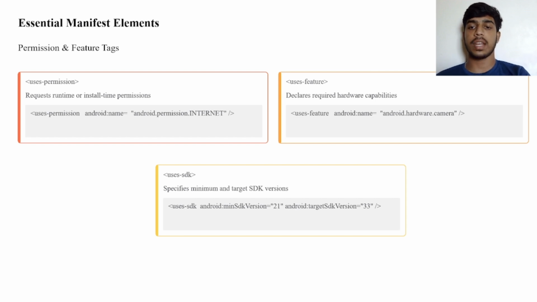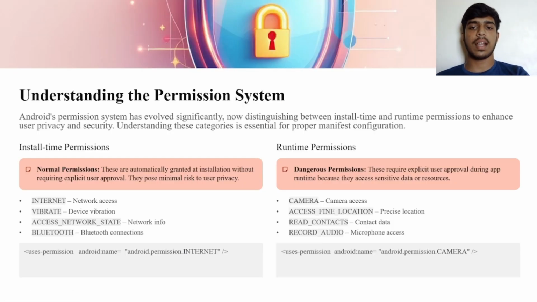So SDK versions are very important because they decide which Android versions can run your app smoothly. If you declare Android 11, the application will work on Android 11 very smoothly. Otherwise, the application may crash. Now, understanding the permission system. There are basically two main types of permission. One is normal permission and the other is runtime permission. Normal permissions are granted automatically while creating the application, like internet or Bluetooth.